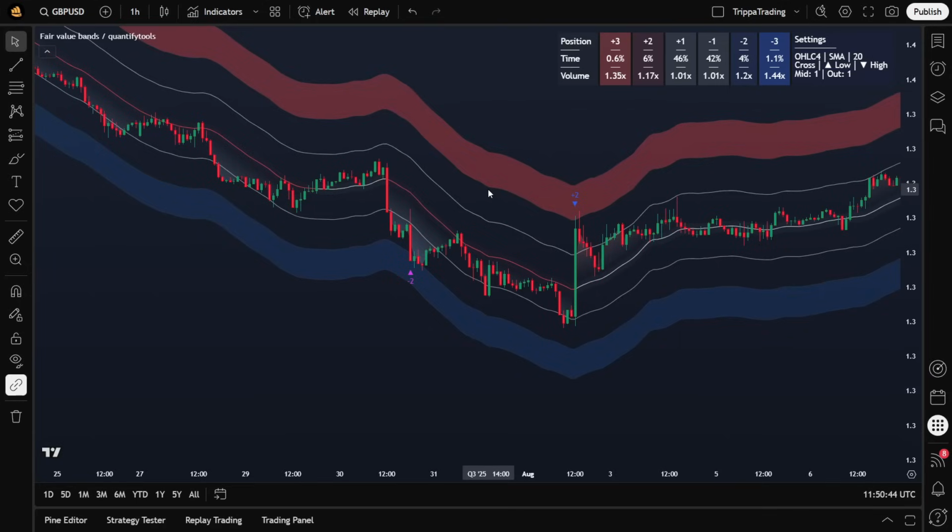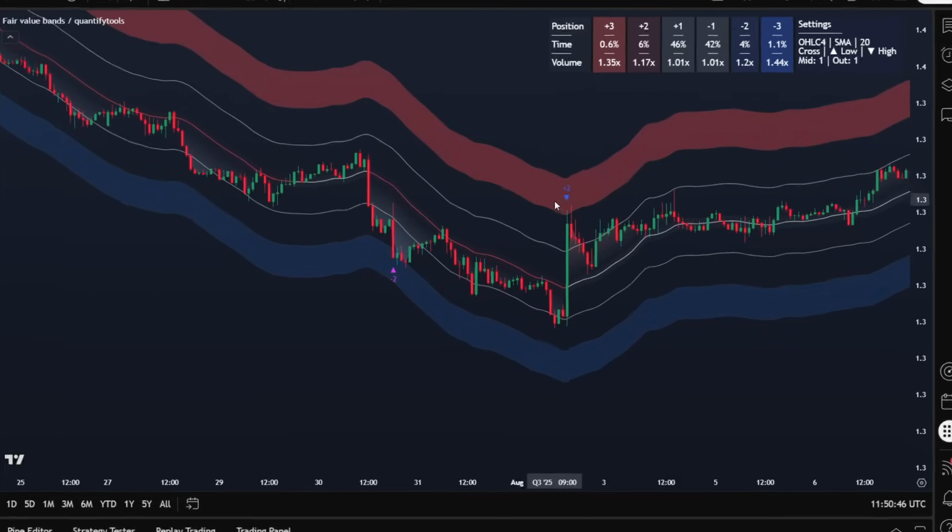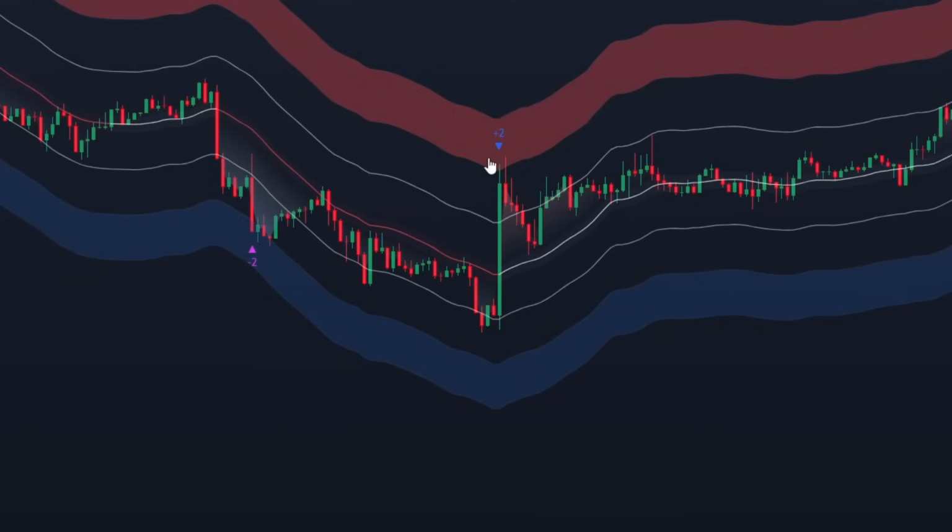When the market is trending strongly and price pushes way outside the fair value area into the highest risk zone, volume also spikes. That's usually when traders are chasing the move, but statistically, those are the areas where price is most likely to turn back toward fair value.